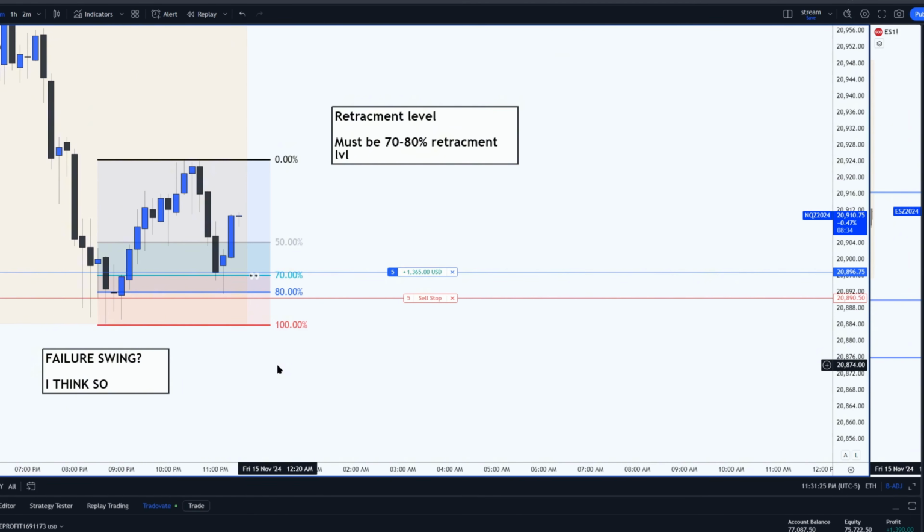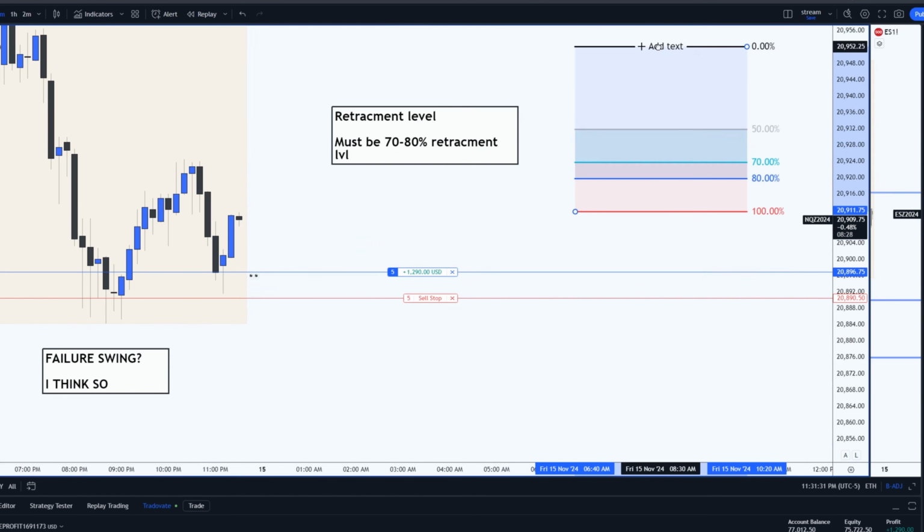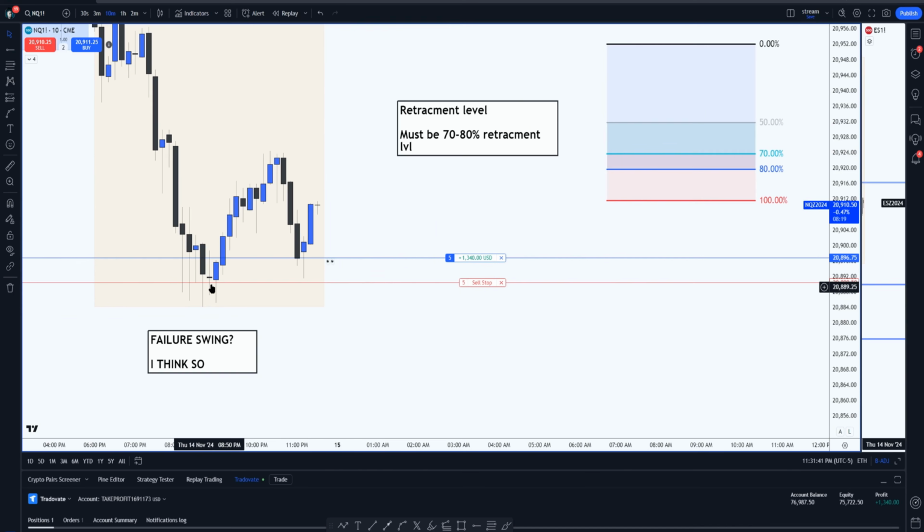The second rule is the move out of the consolidation on that move up must be fast. They must need to come back in here, not only for the failure swing, but to retrace. What is a failure swing? Why does it exist? A failure swing is just delivering price back to a point where the buyers from this consolidation, after it consolidated, did not have, they took control of the market and they pushed it up, or an algorithm did, whatever you believe.